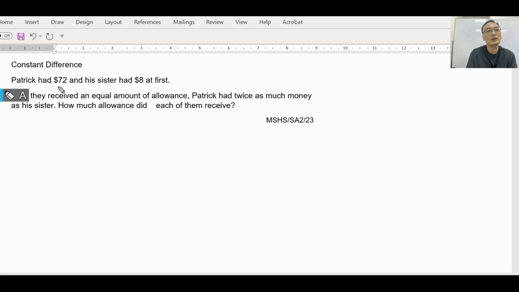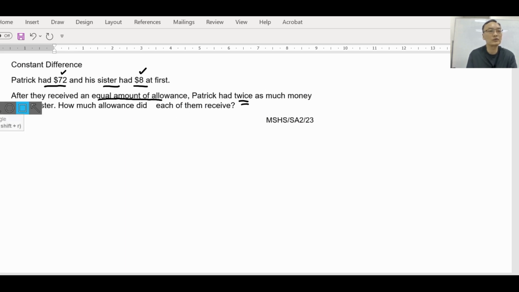So number one, let's underline the keywords. Patrick has 72, his sister has $8. So we know the beginning amount for these two of them. After they receive an equal amount of allowance, another keyword here is the equal amount of allowance. Patrick has twice as much money as the sister. How much allowance did each of them receive?